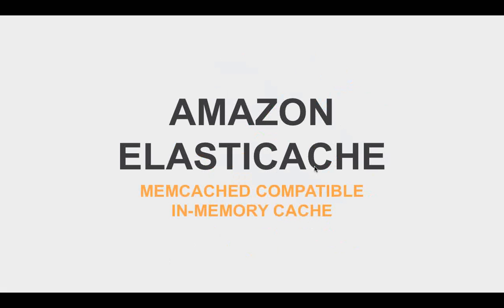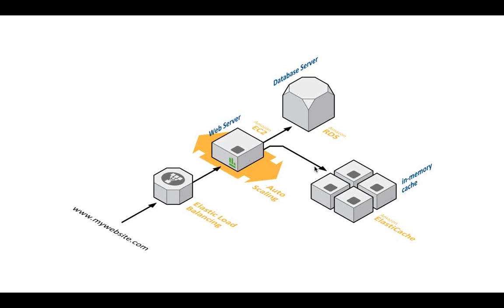If you need to increase your SQL backend performance even more, the recommendation is to use a caching tier. We have the Amazon Elastic Cache, which is a Memcache compatible in-memory cache. When you use Elastic Cache, you can direct a lot of the calls away from the master database into the Elastic Cache tier, again offloading the master database.